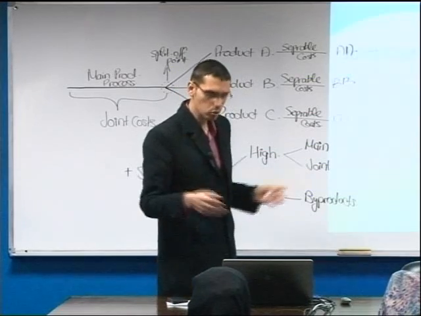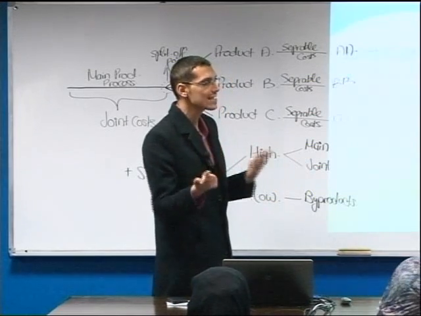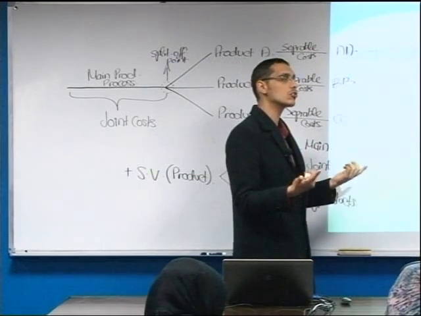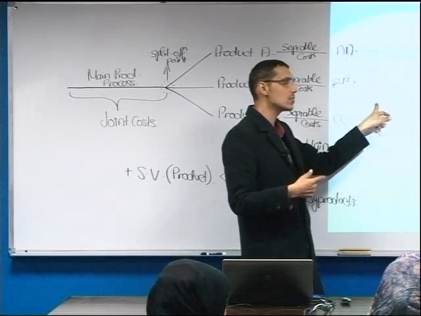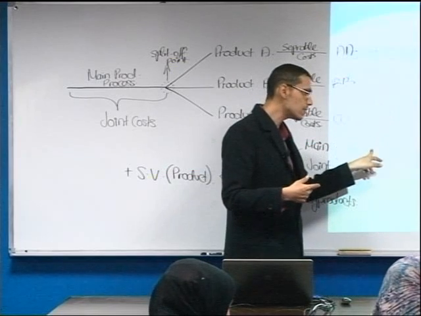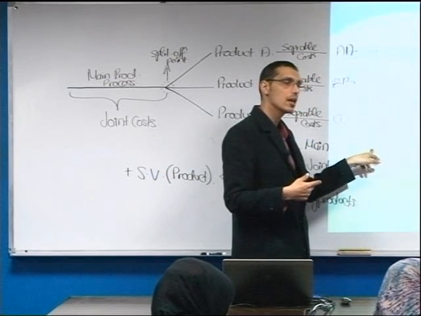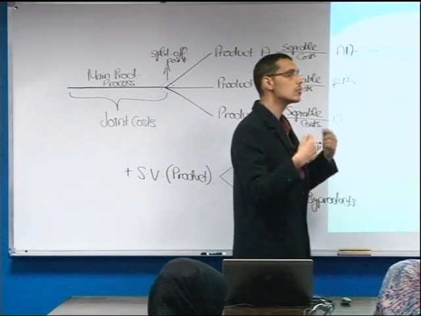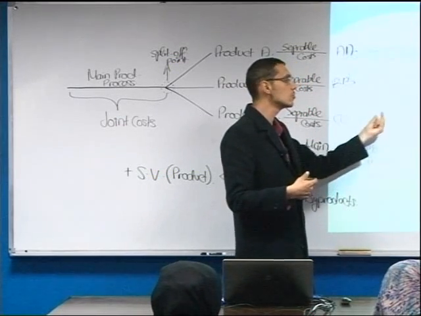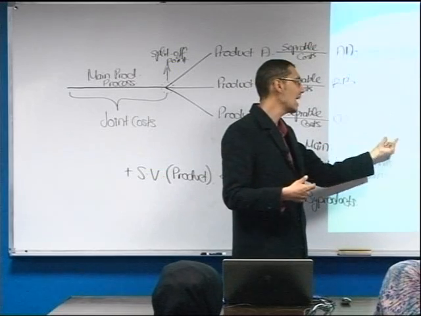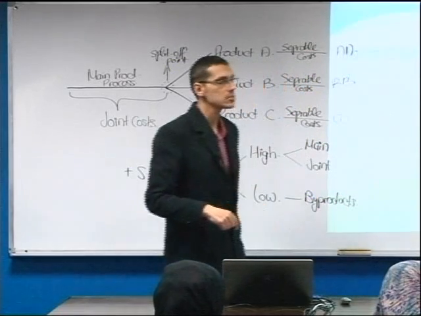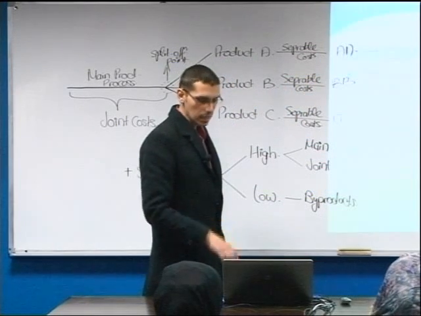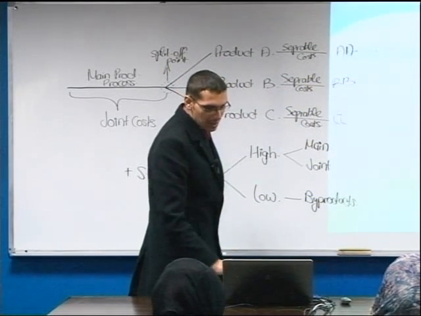Now let us consider the methods. We are going to take two examples. Example 1 will show us how we are going to allocate using the sales value at the split-off point and the physical measures method. Example number 2 will show us how we are going to use the net realizable value and the constant gross margin percentage NRV method. Let us start with example number 1.